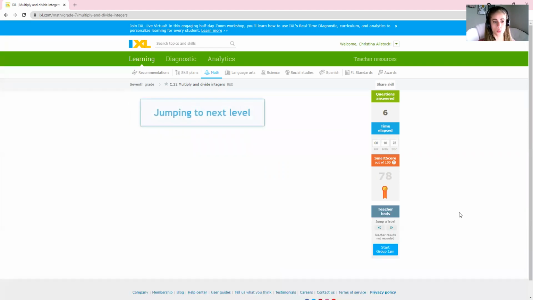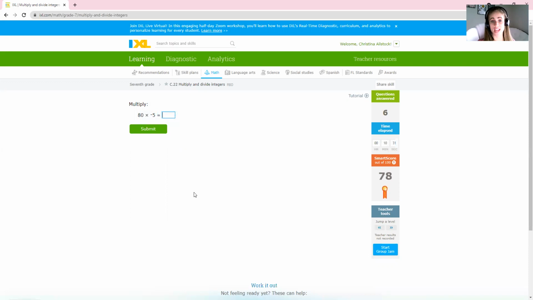Let's jump it up one more level. The nice thing is, guys, when you get to these, the integer part stays the same. We just have larger numbers that you need to multiply. So you may get to the point where you need to do it by hand and not necessarily in your head. 80 times -5. First, figure out the sign. We have a positive 80 being multiplied by a -5. A positive times a negative, those signs are different, which means our answer will be negative.